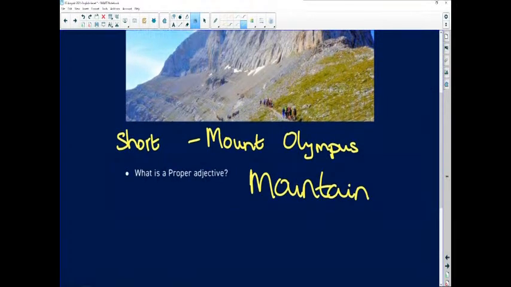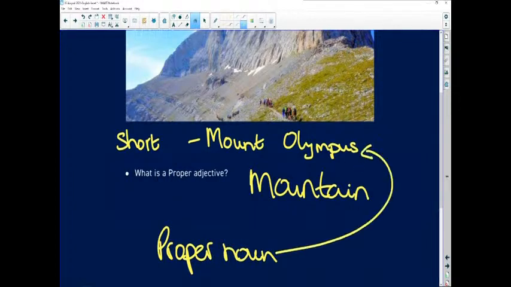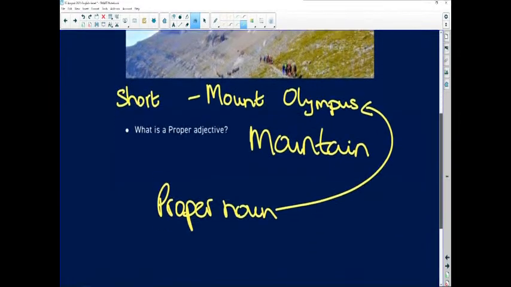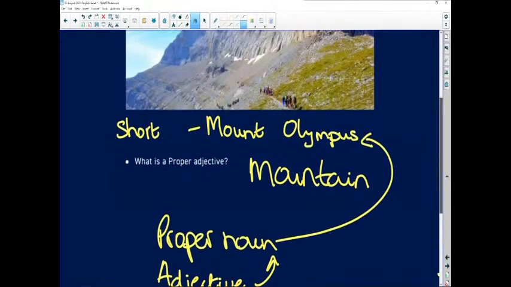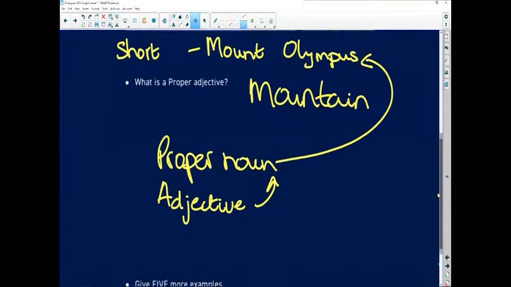So what is the answer to my question? We know what a proper noun is. We were talking about that. What's the proper noun here? Mount Olympus. It's the name of the mountain. It's a proper noun because it's its own special name. So what then is a proper adjective? It's going to be an adjective made from a proper noun. So we've got Olympus, and we make it into Olympic.